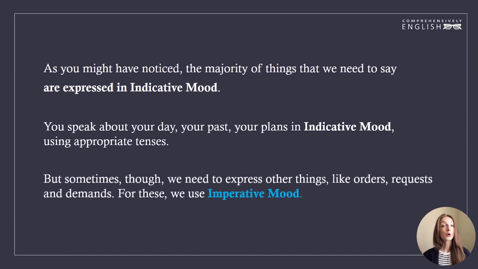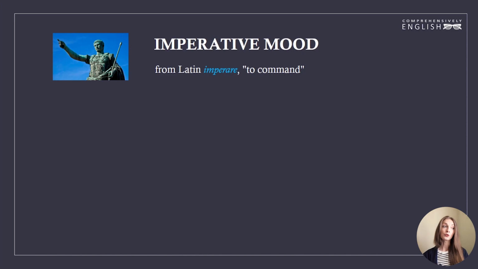But sometimes, though, we need to express other things. For example, we need to give orders or commands. We need to request something from somebody. For these purposes, we use the imperative mood. The imperative mood, from Latin imperare, to command. For example, give me that pen. That's a request, yeah? Let's look at some more examples.